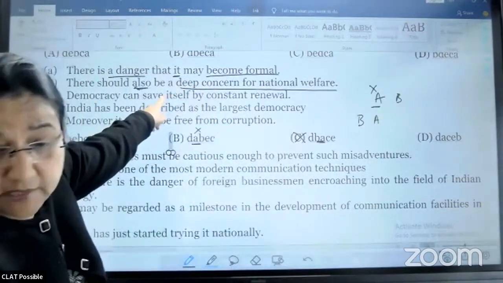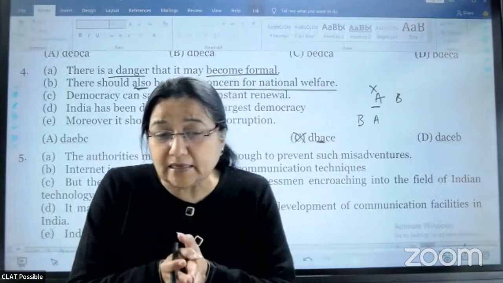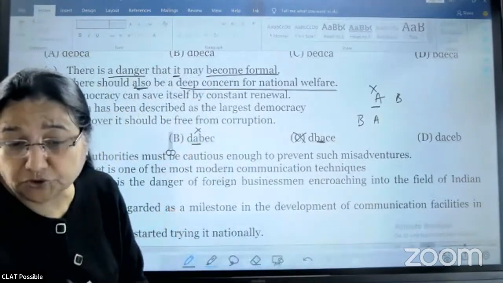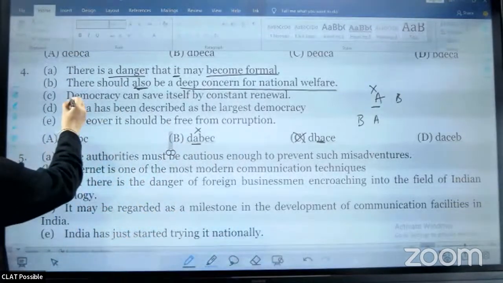I've just read 2 lines. I haven't read the remaining 3. With 2 lines, I could at least eliminate 1 choice. That is my C choice, B choice for sure. AB will not be possible. Let's continue. Here comes my noun.